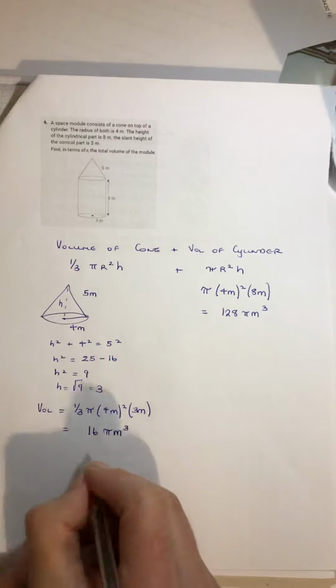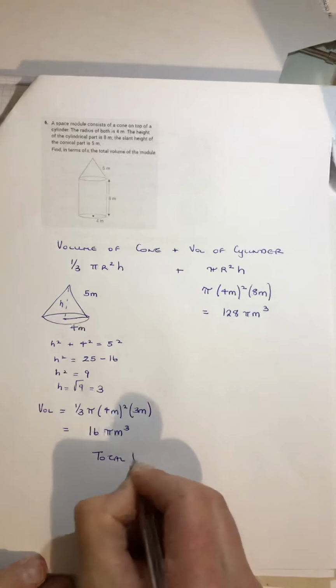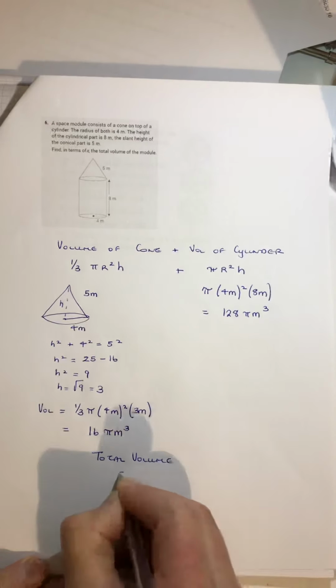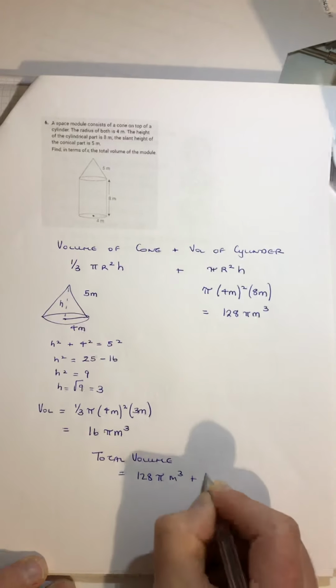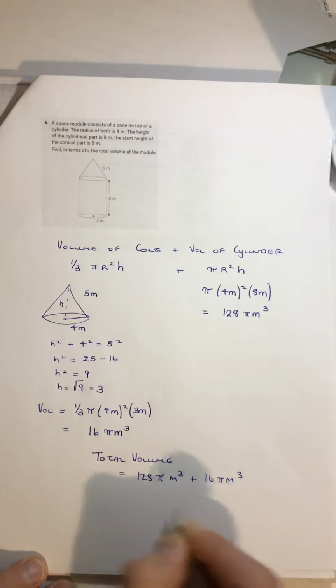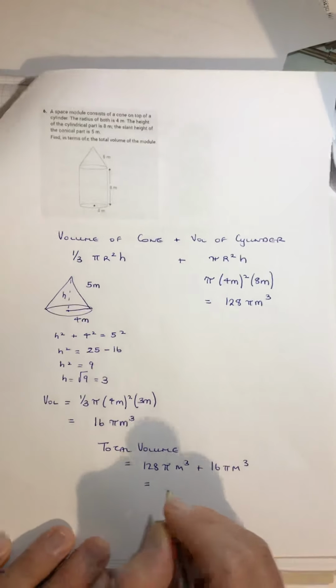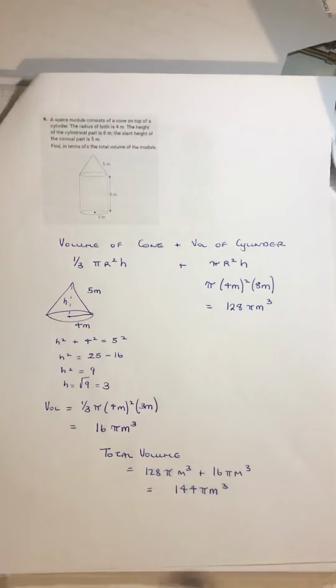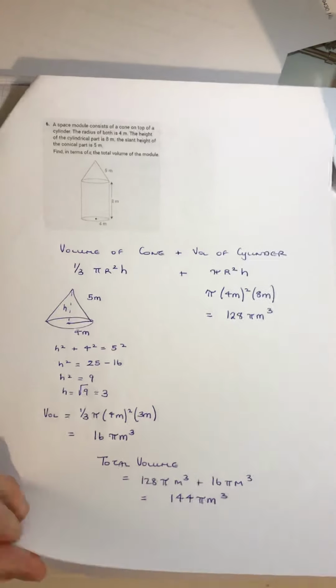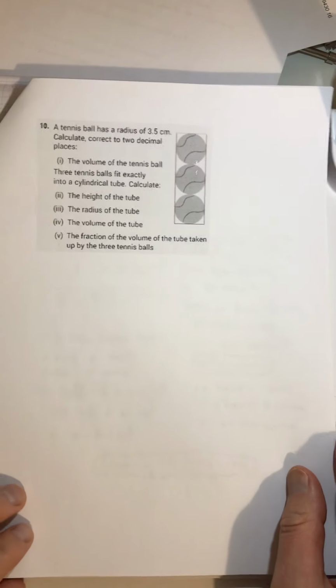So the total volume will be equal to 128 pi meters cubed plus 16 pi meters cubed, which is equal to 144 pi meters cubed. Okay, so that's the volume of a cone and a cylinder. And then lastly we have a cylinder with some tennis balls wedged inside. Okay, so this one is more tricky for you.